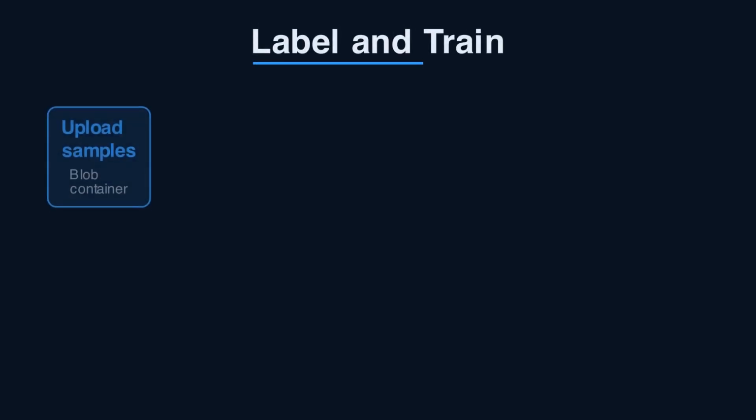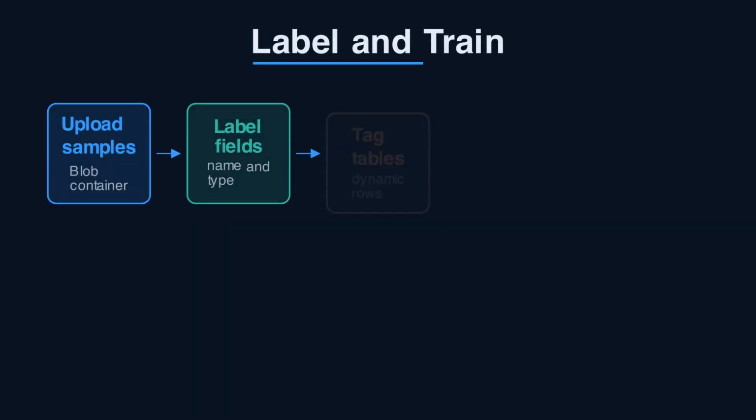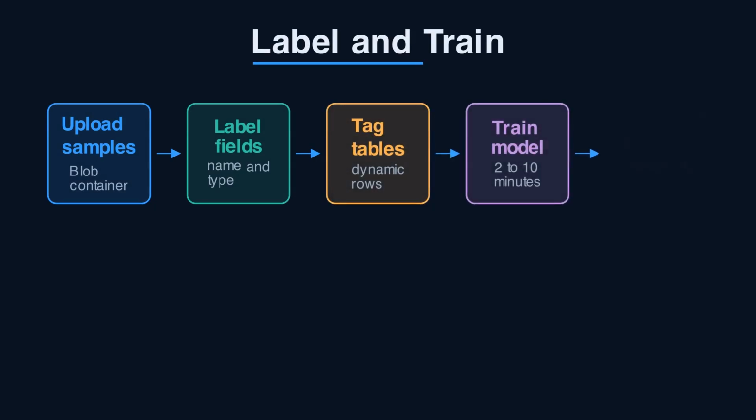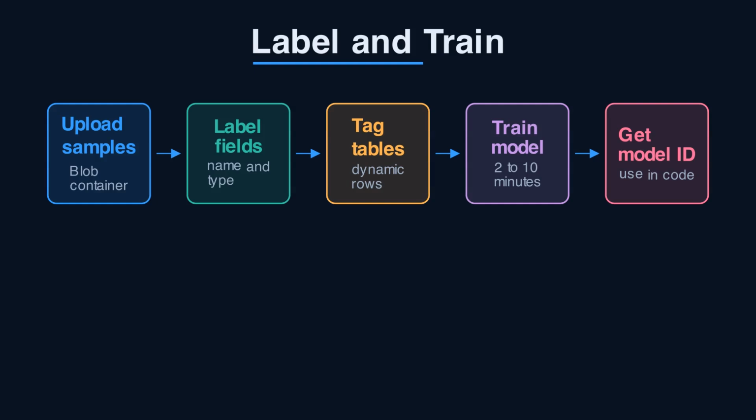Start by uploading at least 5 representative invoices to a blob container. In Document Intelligence Studio, draw fields and assign each a name and type. Mark vendor, invoice number, dates, line items, and totals. Label tables as dynamic so variable row counts work. Then trigger training and wait roughly 2 to 10 minutes.